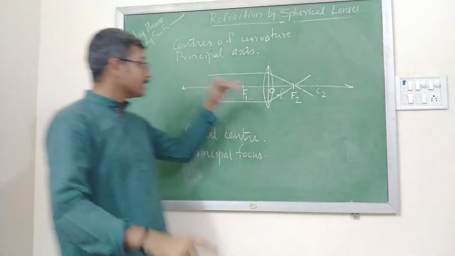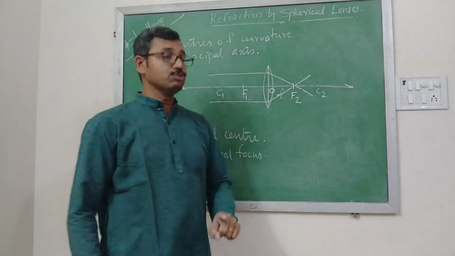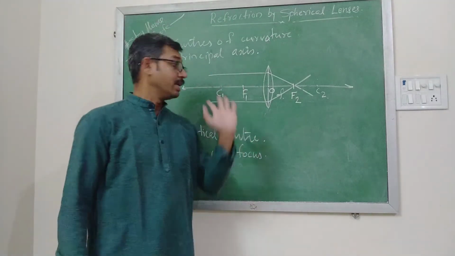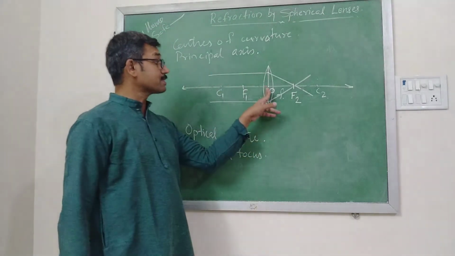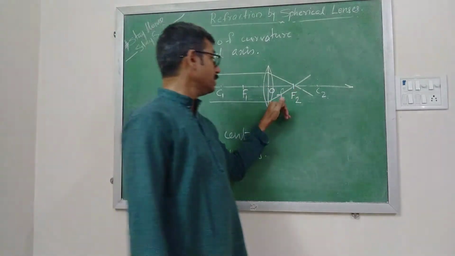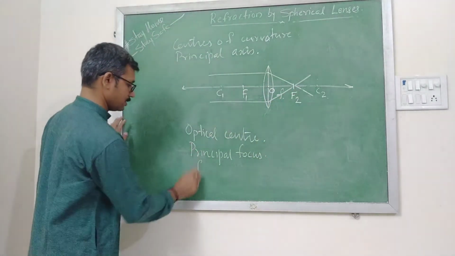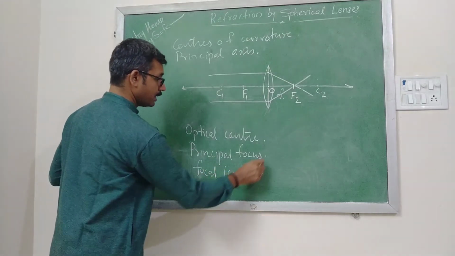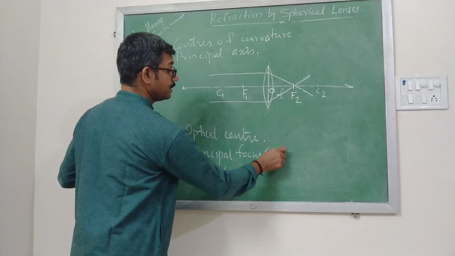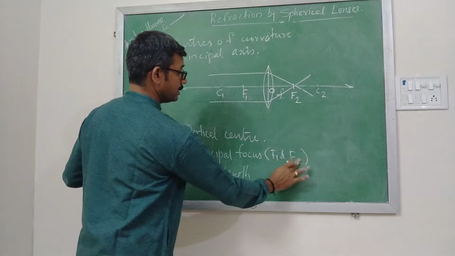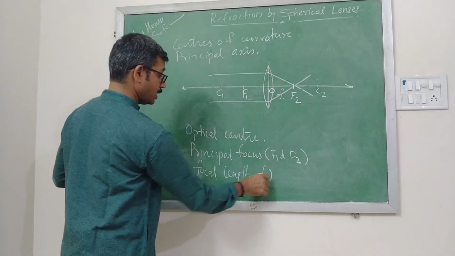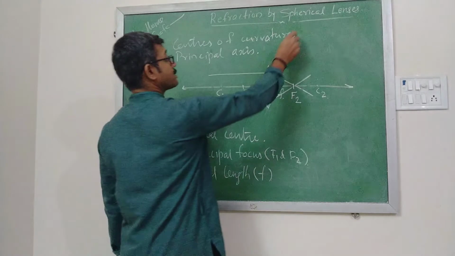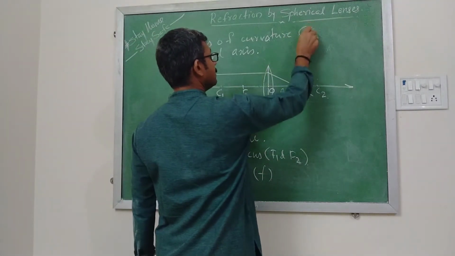Take care, because it is very important, especially to draw the ray diagram. Now again, the distance from the optical center to the principal focus is called the focal length. It is F1 and F2, and this is a small letter f. And the centers of curvature are C1 and C2.